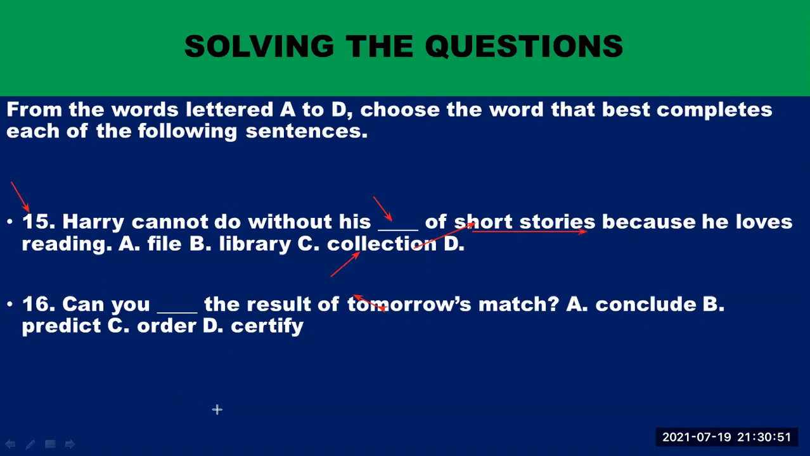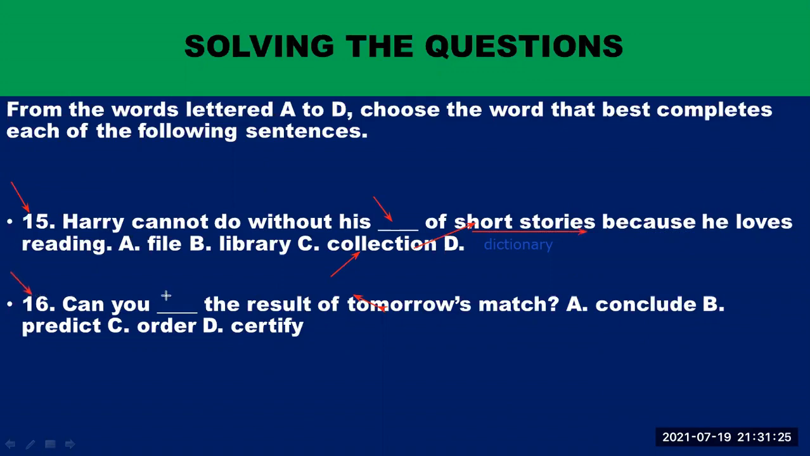Then option D is dictionary. You can't hear people talking about a dictionary of short stories. You can hear people talking about a dictionary of words. So that is exactly the word collection. And if we put it in the gap, we say, Harry cannot do without his collection of short stories because he loves reading.